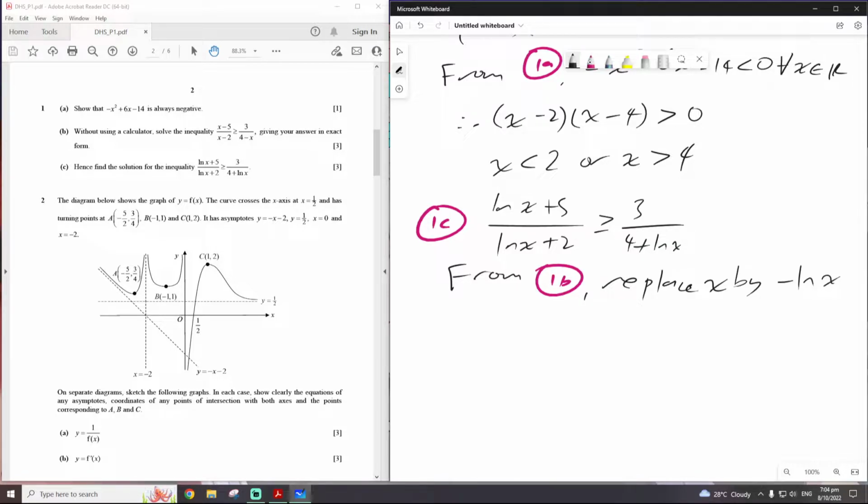And just so that you can verify that this will be the case, if I had x minus 5 and I change that to minus ln x, that's minus ln x minus 5, and minus ln x minus 2. The negatives will cancel out on top and bottom to give me the one on the left hand side, and you can also check the right hand side.